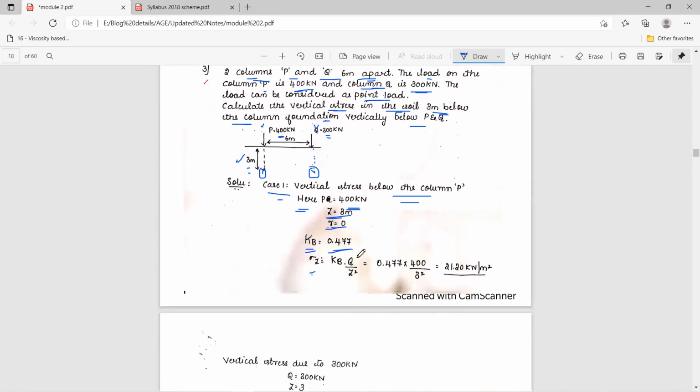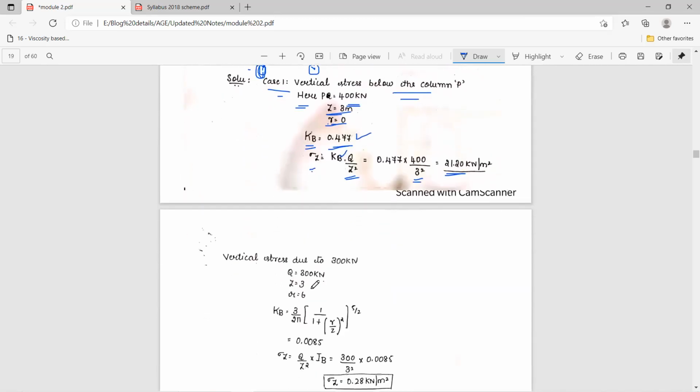So K suffix B is equal to 0.477. Sigma Z is equal to K suffix B into Q divided by Z square. So K suffix B we calculated here, and Q value, the applied load at P, is 400 kilonewton, divided by Z square, where Z stands for depth. So depth is 3 square. Now you will come to know the pressure created at a depth of 3 meter by the load acting at point P. But at a radial distance of 6 meter, there is one more load we had applied, correct? That is 300 kilonewton.